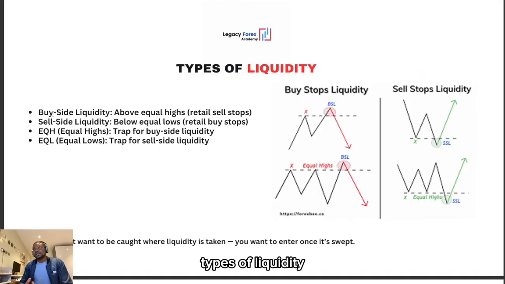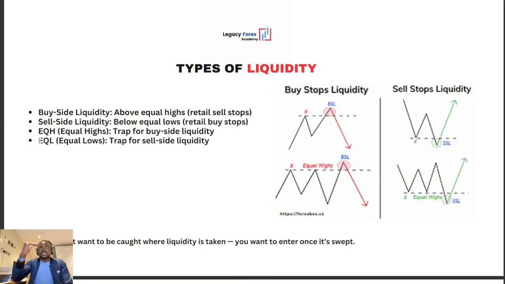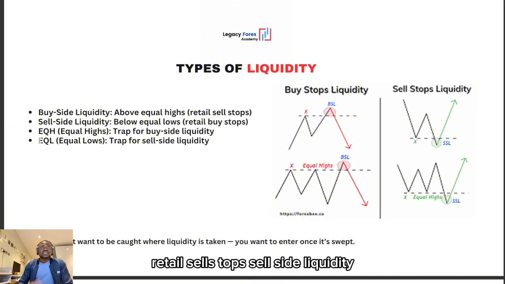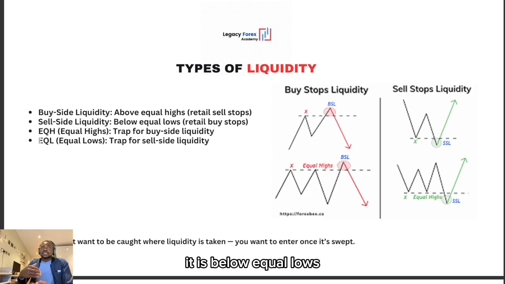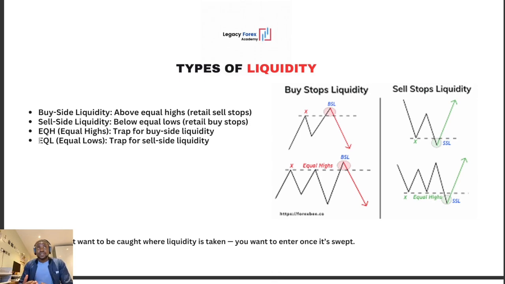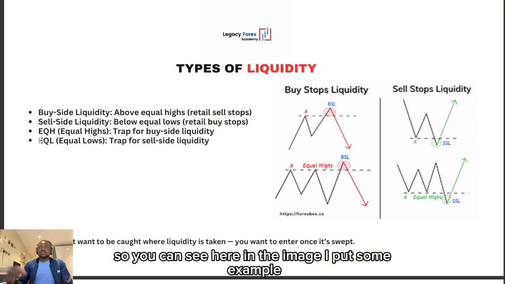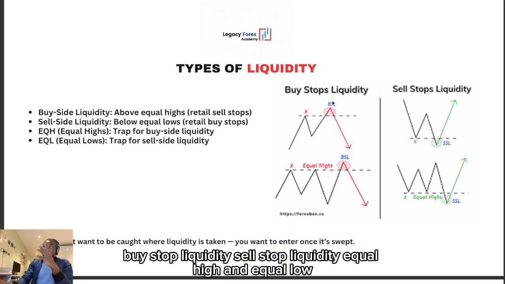Types of liquidity. We have buy-side liquidity, which is above equal highs, retail sell stops. Sell-side liquidity is below equal lows, retail buy stops. Equal highs are a trap for buy-side liquidity. Equal lows are a trap for sell-side liquidity. So you can see here in the image, I put some examples. Buy stop liquidity, sell stop liquidity, equal high and equal low.